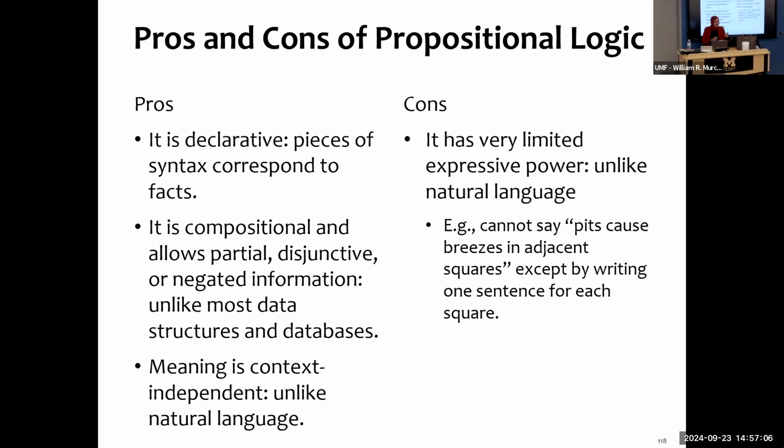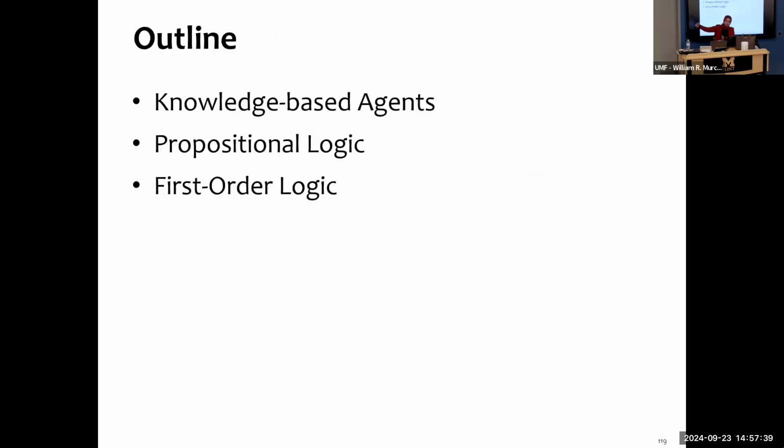But let's go to another example, which is related to this breeze and pit. We cannot say pits cause breezes in adjacent squares, for example. This is very complicated to express in propositional logic. We can write it, however, in different pieces, but it will make the problem more complex. Okay, so this will, let's say, put an end for now to propositional logic, but still useful. Until today we are using propositional logic, but further, if you remember that timeline, we move from one logic to another.